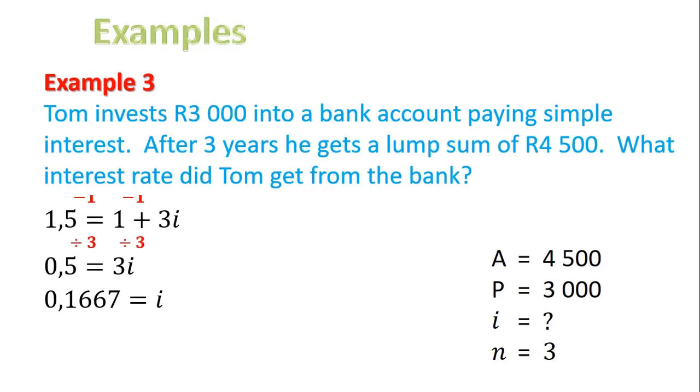But now, we haven't finished yet. We have to change the decimal back into a percentage. So, how do we do that? We times our decimal by 100 to get it to a percentage. So my interest rate is 16.67%. Remember, your interest rate is always shown as a percentage. Let's look at our last example, example 4.